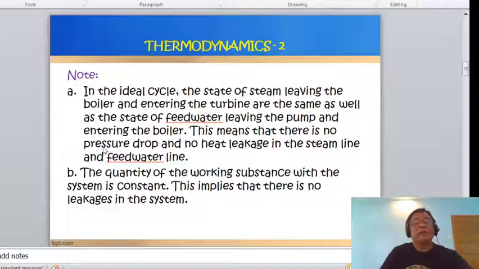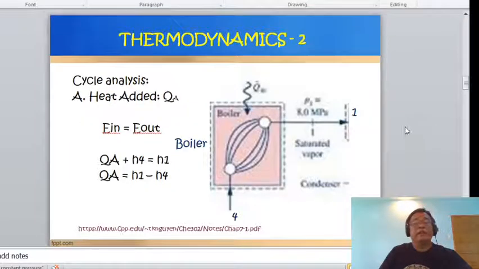So the quantity of the working substance in the system is constant. So this implies that there is no leakage in the system. Okay. So here is now, class, the analysis of the system. So we will discuss, class, one by one.